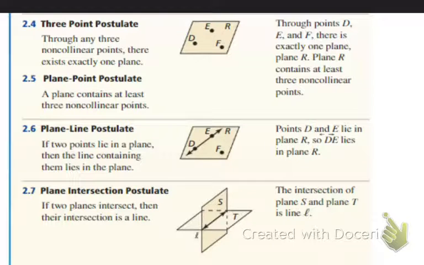Last one is the plane intersection postulate. If 2 planes intersect, then their intersection is a line. So similar to 2 lines intersecting at 1 point, a plane and a plane intersect at 1 line. Okay? So the intersection of plane S and plane T is that line L. Okay? Where they're crossing is at that line. Any concerns so far? All right.